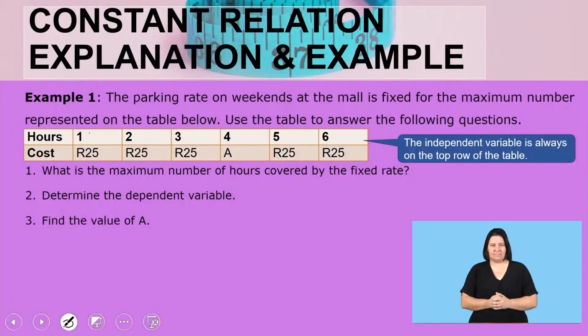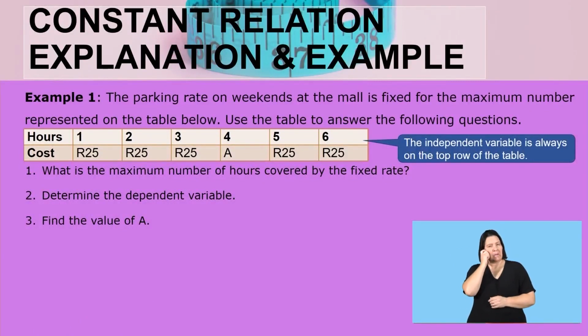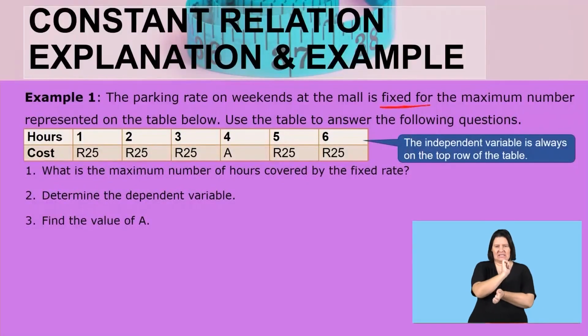Okay. Let us take a look at the first example. The parking rate on weekends at the mall is fixed for a minimum number represented on the table. Use the table to answer the following questions. So according to this table, it means that when you park for 1 hour, 2 hours, 3 hours, 4, 5, 6, you still pay the same amount. It doesn't matter how long you are going to stay. As long as you don't exceed 6 hours, you are going to pay 25 rand only. This is what we mean by the fixed or the constant amount.